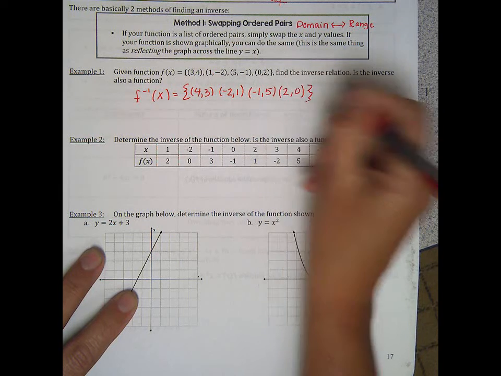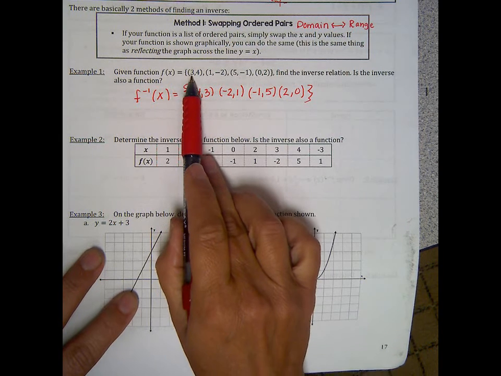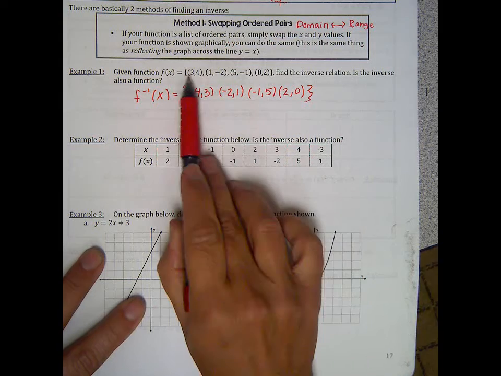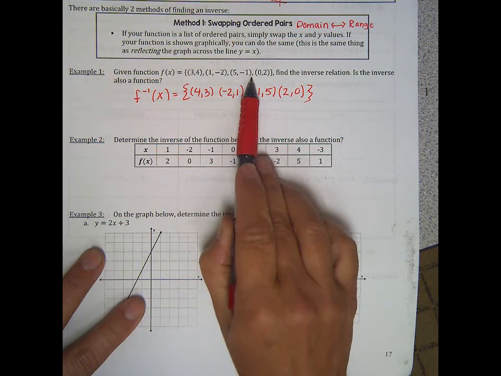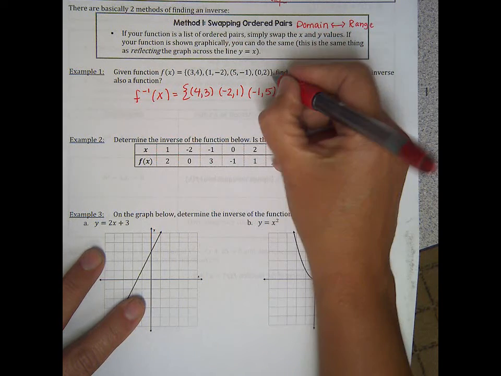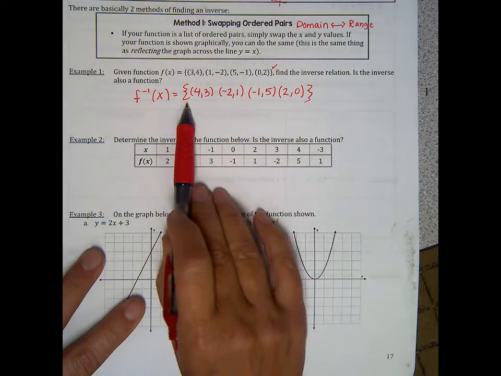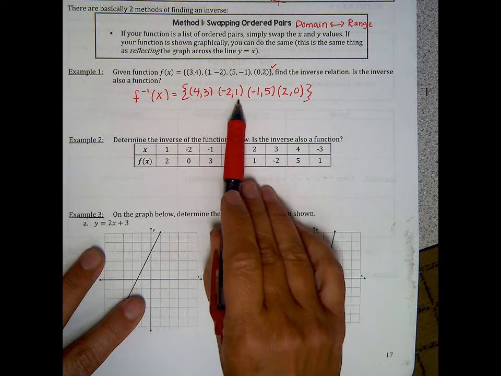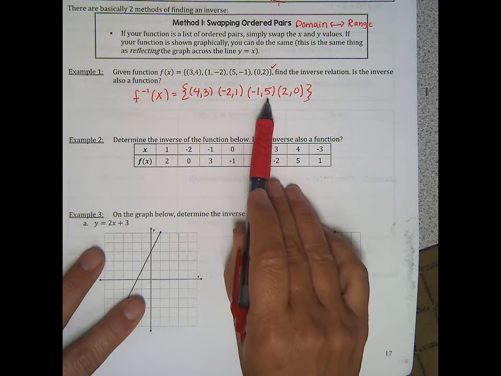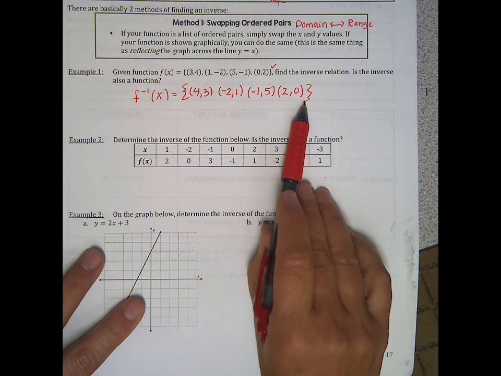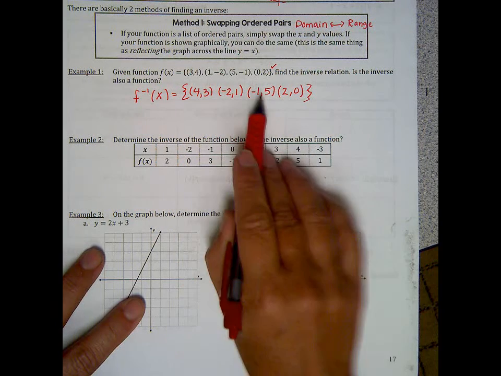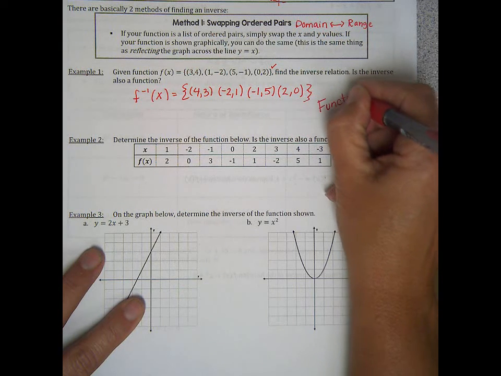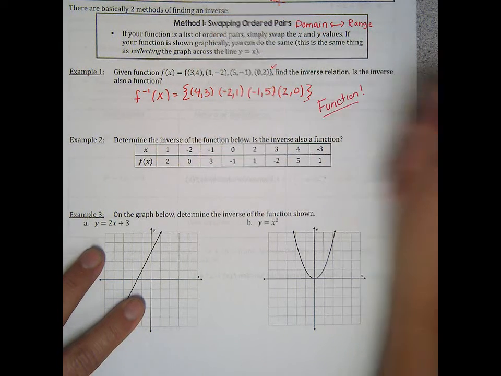Now let's look at this one. Is this a function? If it's a function, you should not see any x's repeated. For every x value, there's only one y value. So yes, this is a function. But is this a function? Well, 4, 3, -2, 1, -1, 5, 2, 0. Yes, no x value is repeated. So yes, it is a function.